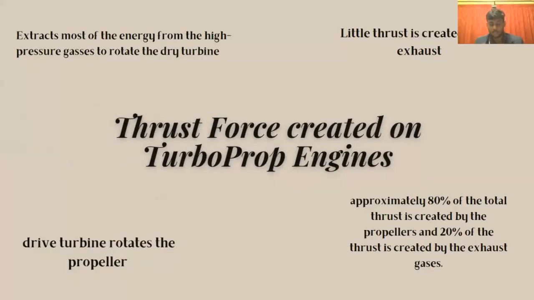Now, let's see how the thrust force is created on the engine as the drive turbine rotates. It extracts most of the energy from the high pressure gases to rotate the drive turbine. So very little thrust is created at the exhaust. The drive turbine rotates the propeller, which creates most of the thrust force on the aircraft. Approximately 80% of the total thrust is created by the propellers and 20% of the thrust is created by the exhaust gases.